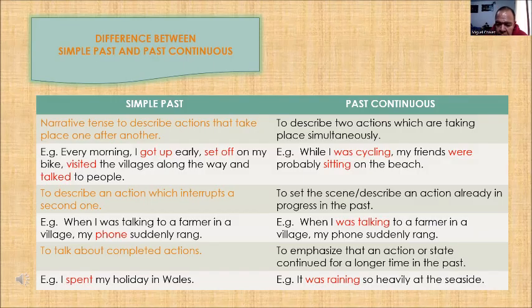On the other hand, the past continuous describes two actions which are taking place simultaneously. For example, while I was cycling, my friends were probably sitting on the beach. It is used to set the scene or describe an action already in progress in the past. For example, when I was talking to a farmer in a village, my phone suddenly rang. It emphasizes that an action or state continued for a longer time in the past, as it was raining so heavily at the seaside.